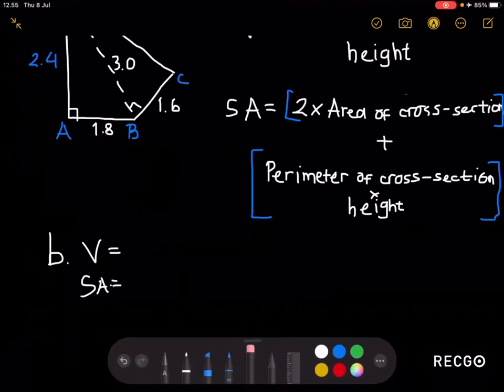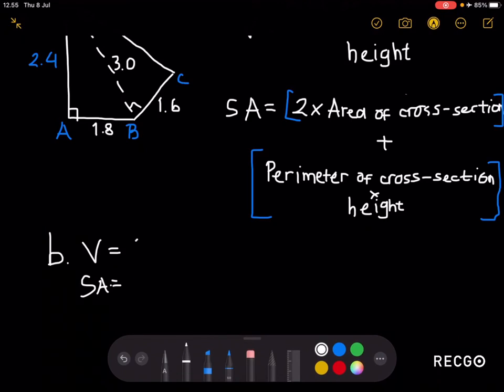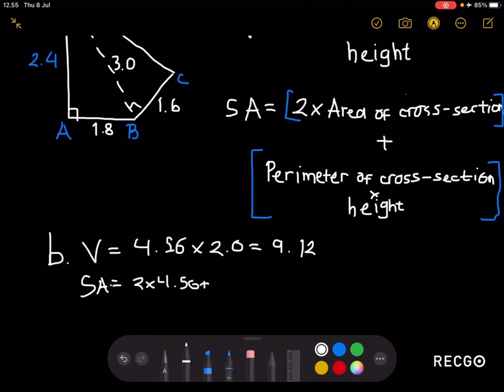For the volume, it will be the area of its cross section, which is 4.56, as calculated previously, times its height, which is 2.0, leaving us with an answer of 9.12. For the surface area, it will be 2 times 4.56, which is the area of its cross section, plus the perimeter, which is 9.2, times the height, which is 2.0, leaving us with an answer of 27.52, which ends this video.